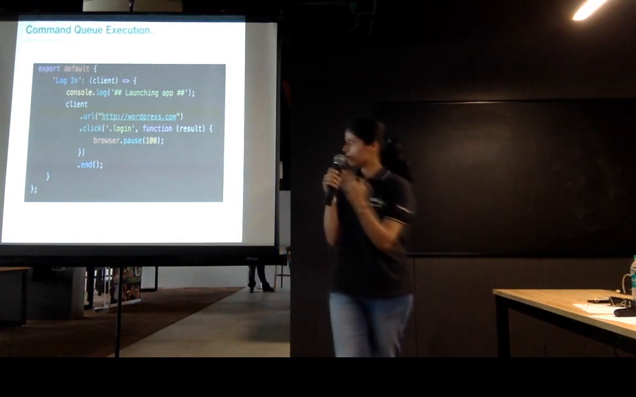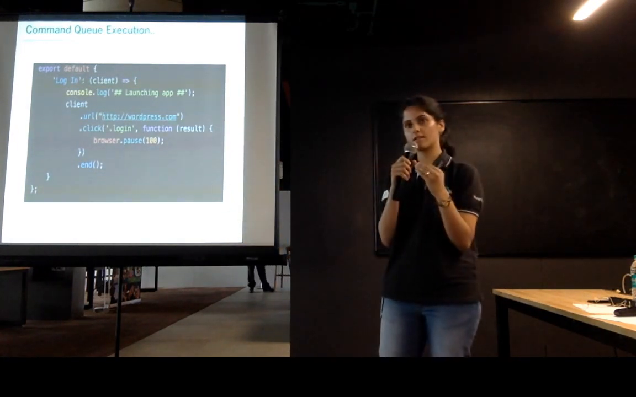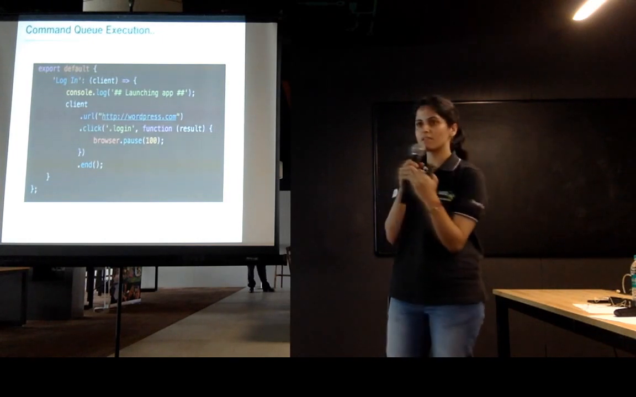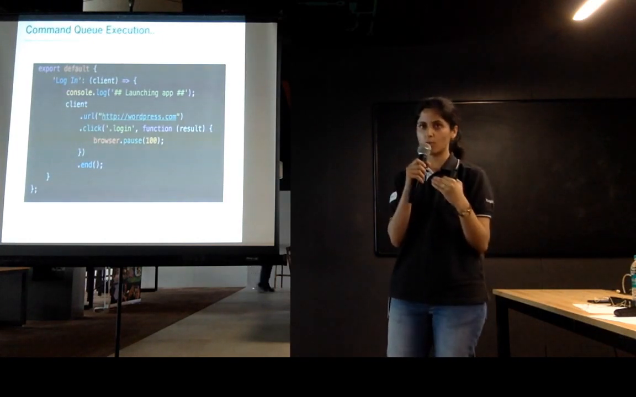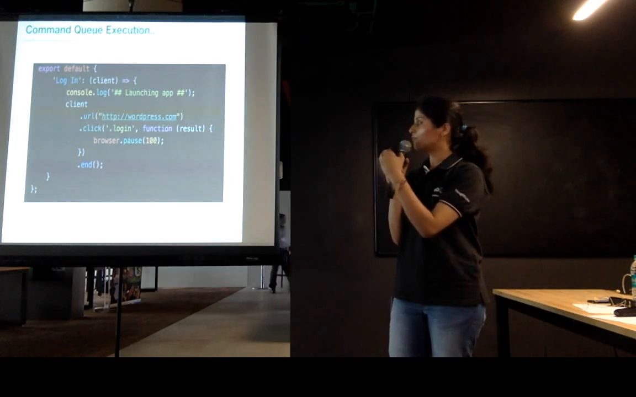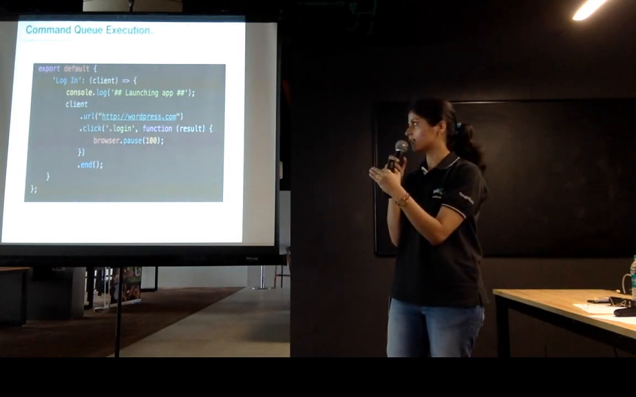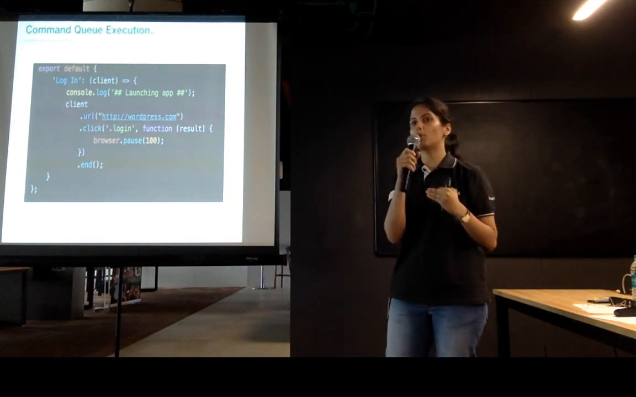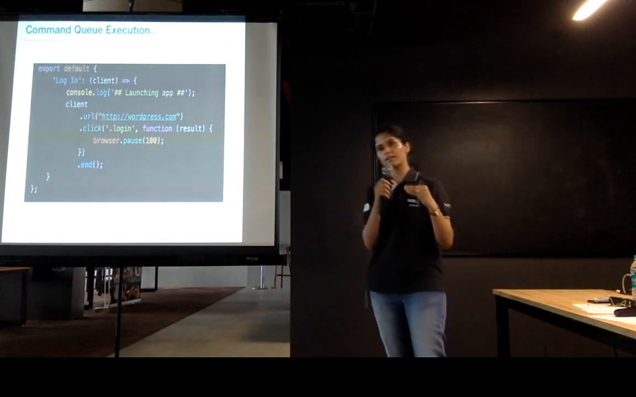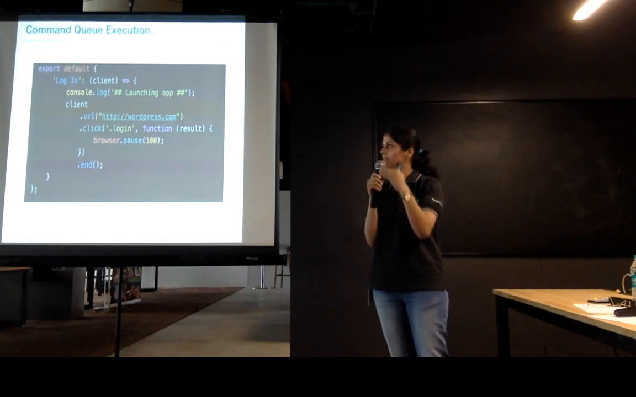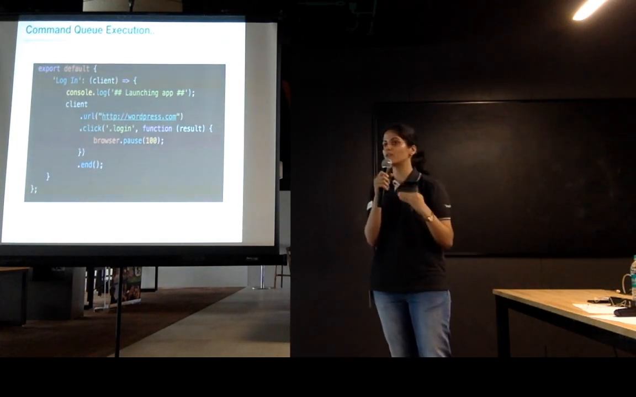But when the command queue actually starts executing, that is when the result will come into the picture. It will go to the URL, and after the click it will see that you are waiting for some result, and then you want to do a browser pause. Then it will try to fetch the result, it will wait till that result, do a pause, and then come out of it. So when the commands actually start executing, it sees what command you have actually passed.